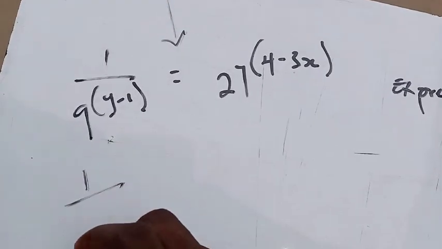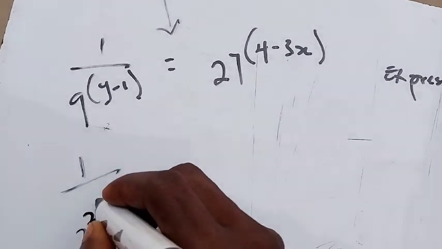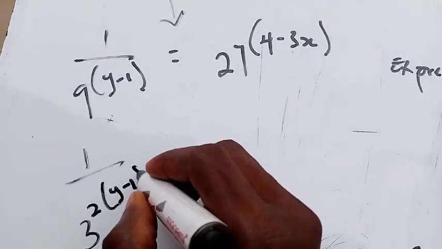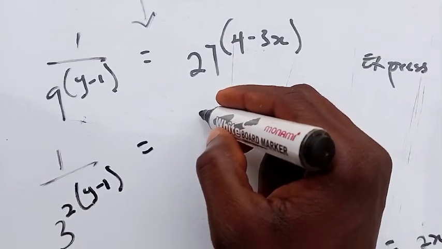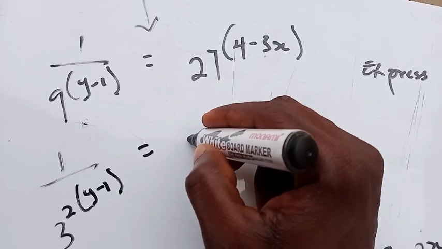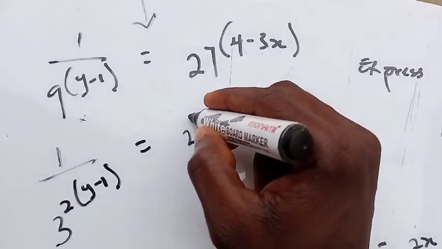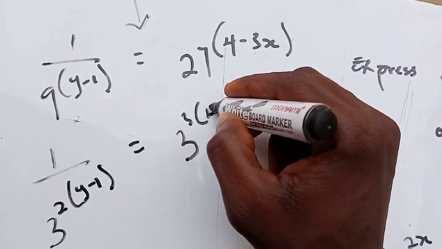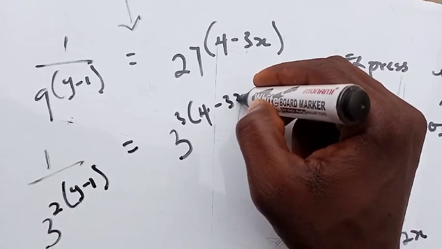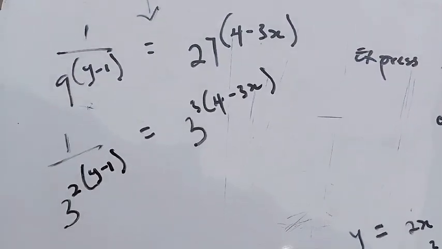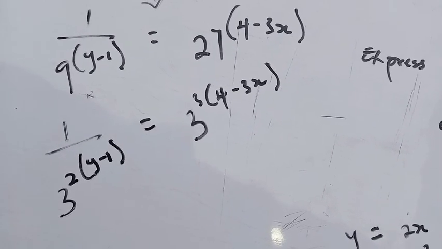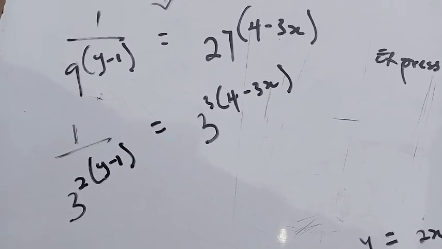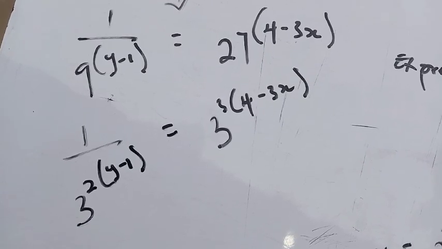So you have 1 on 3 squared, raised to the power y minus 1. This 3 squared is just the 9. Then what about the 27? 27 can be written as 3 raised to the power 3, so everything is multiplied by 4 minus 3x. Is that okay? You may just pause for a second, and if you have any question, just comment along.